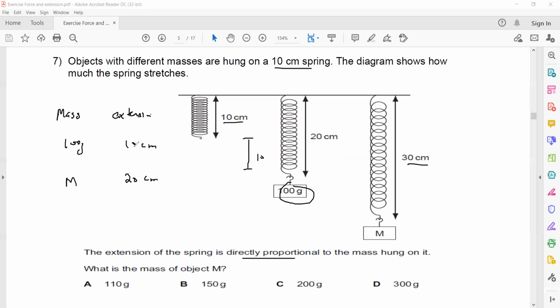We simply use the ratio. If 100 gram is causing 10 centimeter extension, then this mass M will cause 20 centimeter extension. Cross multiply. When we solve this, it will be 100 multiplied by 20 divided by 10. So it will be 200 gram. So C will be the right answer. Is it clear, this question? Simply directly proportional ratio. If you increase one, the other will also increase.